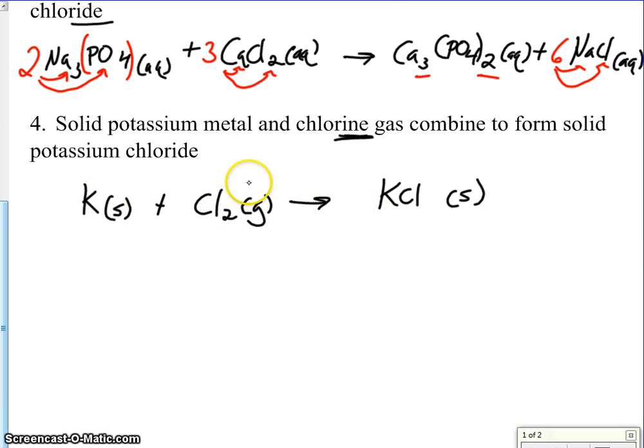Our potassiums are already balanced, so we're going to leave them alone. What we're going to do is look at our chlorines. We have 2 here and 1 here, so we'll put a 2 out in front. That gives us 2 chlorines and 2 potassiums, so we'll put a 2 up here to give that potassium. Sometimes they're easier than others. That one's a real easy one.